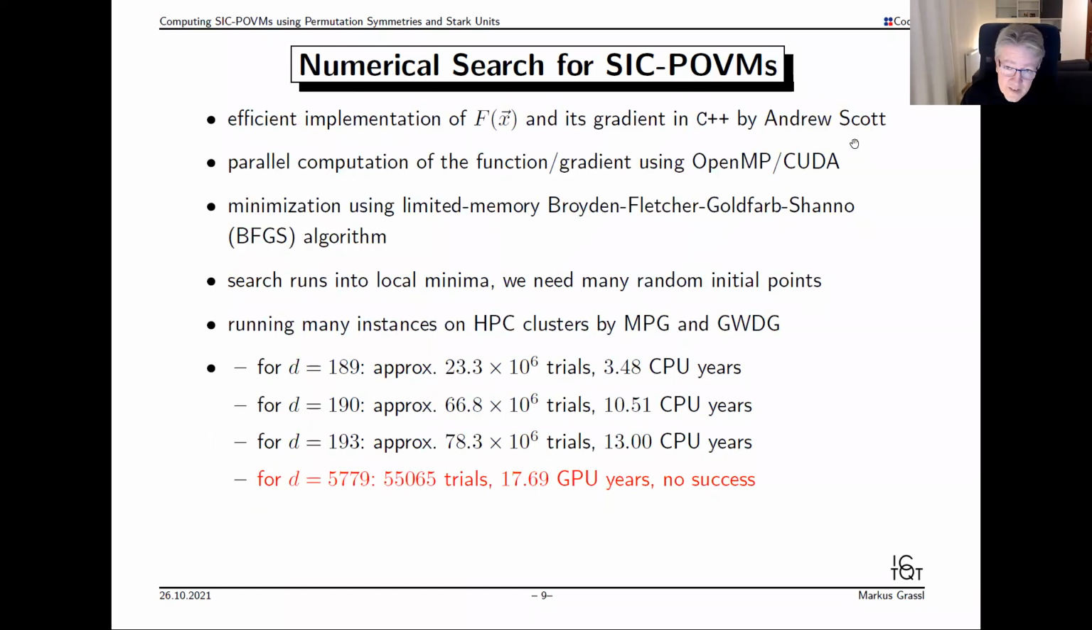So there is an efficient implementation of that function together with all these projection operators written in C++ by Andrew Scott, which then later I added some parallelization and also tried to use some GPU additionally. And all of that is based, that was also already introduced by Andrew, on a particular minimization algorithm, which uses both the function and the gradient.